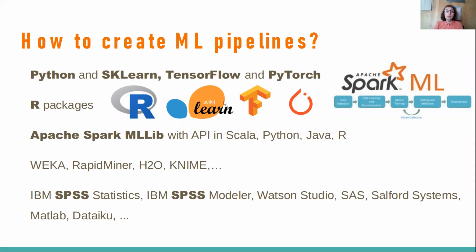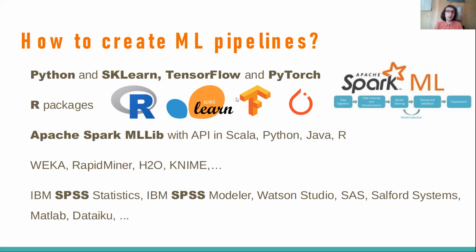And how do people create machine learning pipelines? There are many different ways to create machine learning pipelines. There are open source packages and products, and there are commercial products. So in terms of open source, here I have some of those illustrations that you probably may have heard about some of them. So Python and R are very popular open source programming languages. And in Python, there is scikit-learn library, and there are also TensorFlow and PyTorch for deep learning.